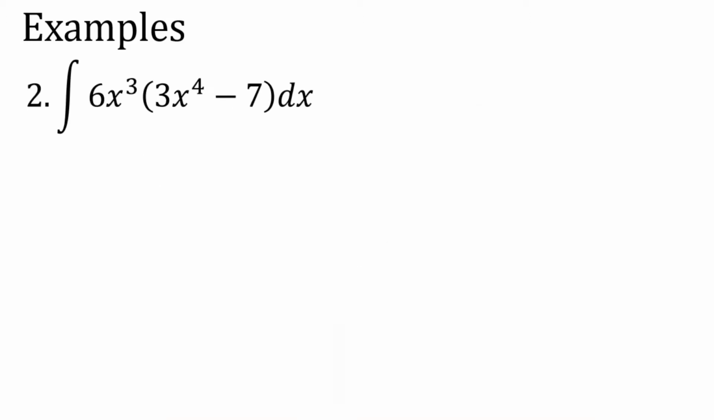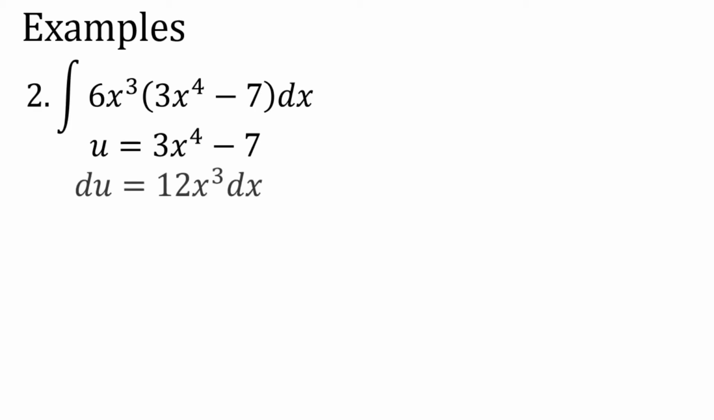Example number 2. The integral of 6x cubed times 3x to the 4th minus 7 dx. So the first thing to do is to represent u. Let u be equal to 3x to the 4th minus 7. Then get the du. Du is 12x cubed dx. Okay, now, so our given is 6x cubed times 3x to the 4th minus 7 dx.